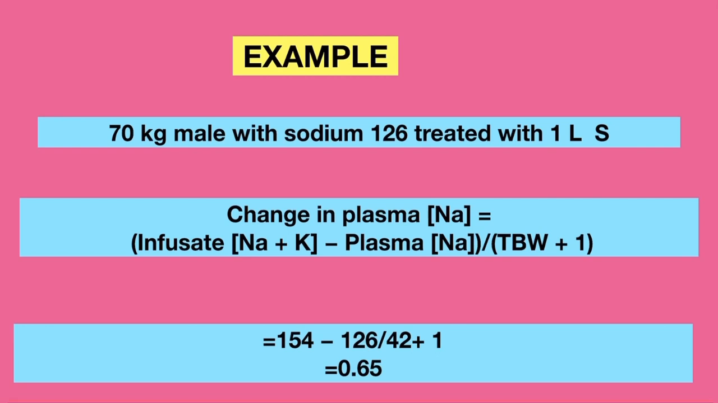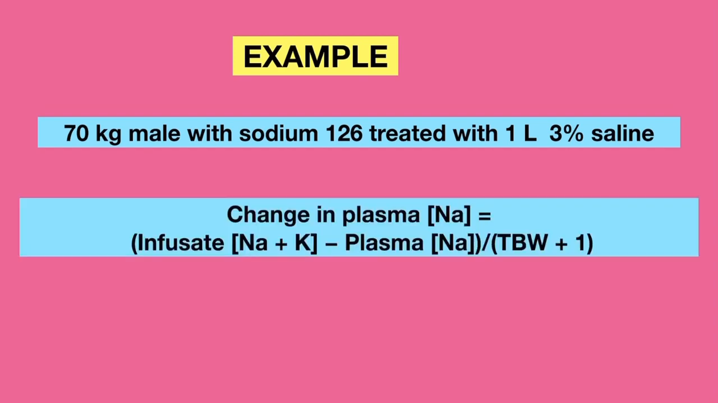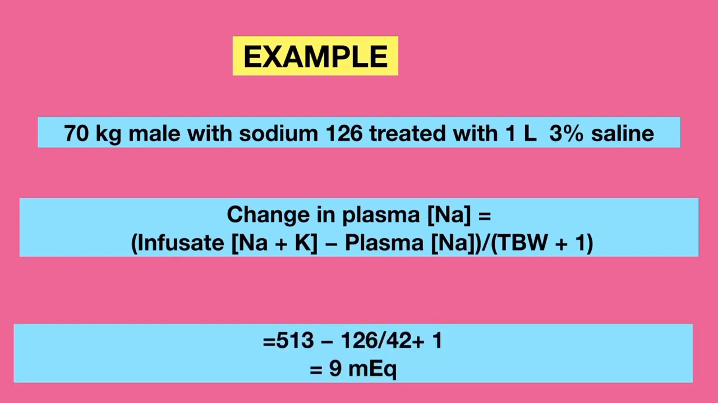We will see the changes in the plasma concentration in the same patient with the same sodium concentration with a different fluid. If this patient is treated with 1 liter of 3% saline, what will happen to the plasma sodium concentration? Again we are applying the same equation. We know the sodium concentration in 3% saline is 513 milliequivalents. So it is 513 minus 126 divided by 42 plus 1. It is actually 9 milliequivalents.